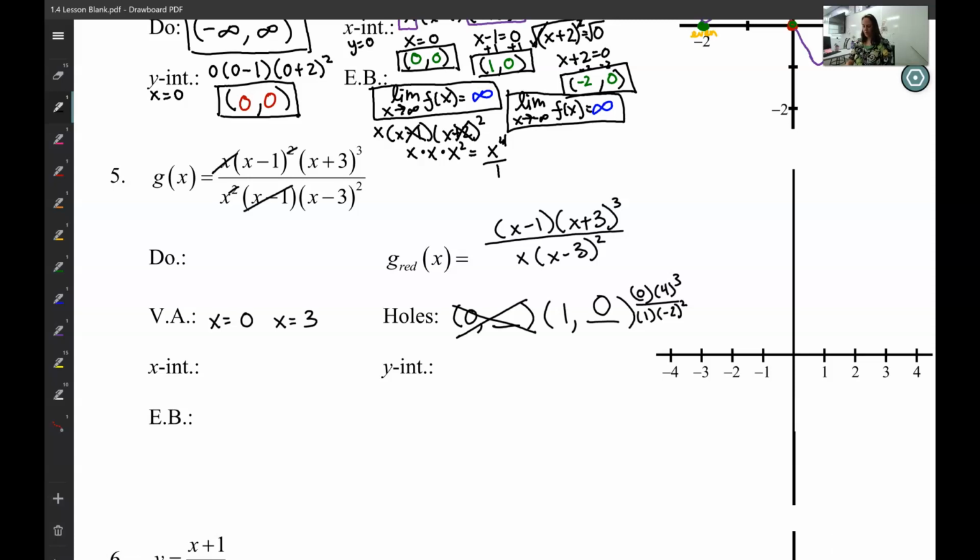So there's my hole, there's my asymptotes, and now that I know all that, I can do my domain, negative infinity up to my first one. Looks like it's going to be 0. Then from 0 to my second one, oops, got that wrong, 0 to 1 to my hole, and then looks like 1 to 3 right there, and then from 3 to infinity. So I've got all my holes and asymptotes included in my domain.